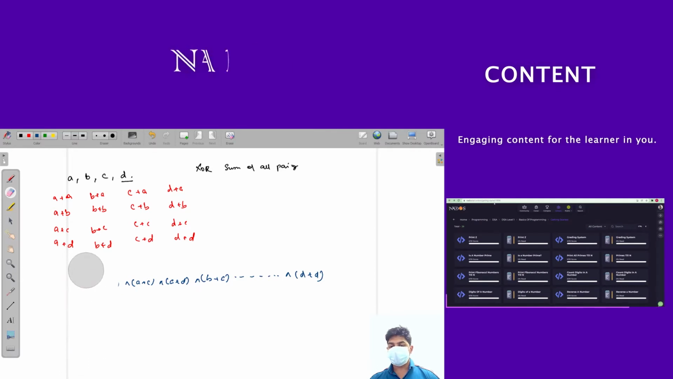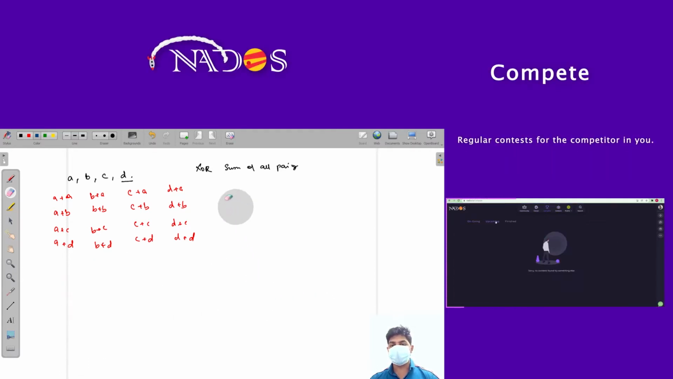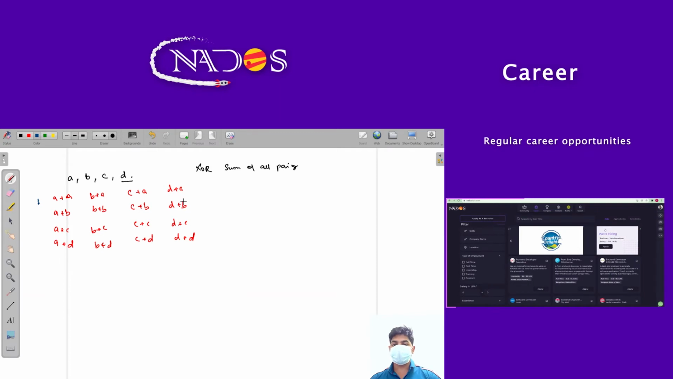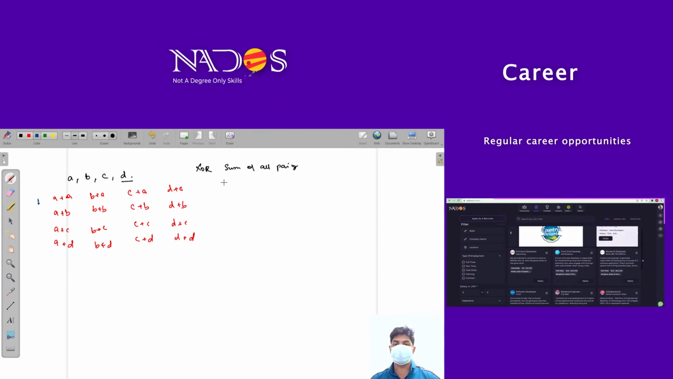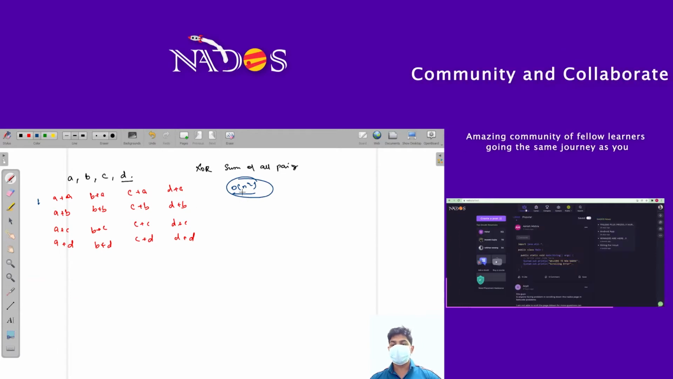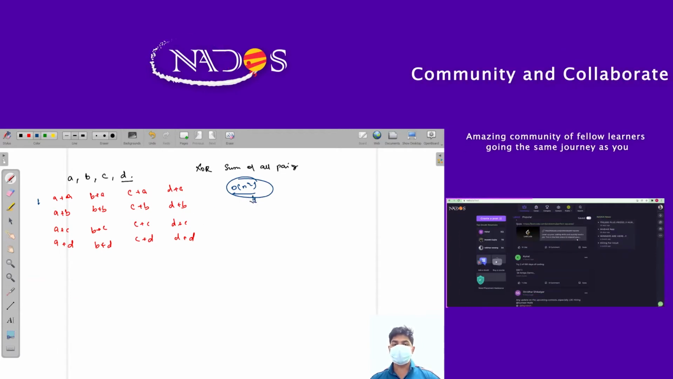Now let's try to understand how we are going to solve it. One way is simple brute force, the way we have just discussed. We will be calculating all the pairs, then performing the XOR between them. But that would take us order of n square time, and that is not a very good way to solve this particular problem.